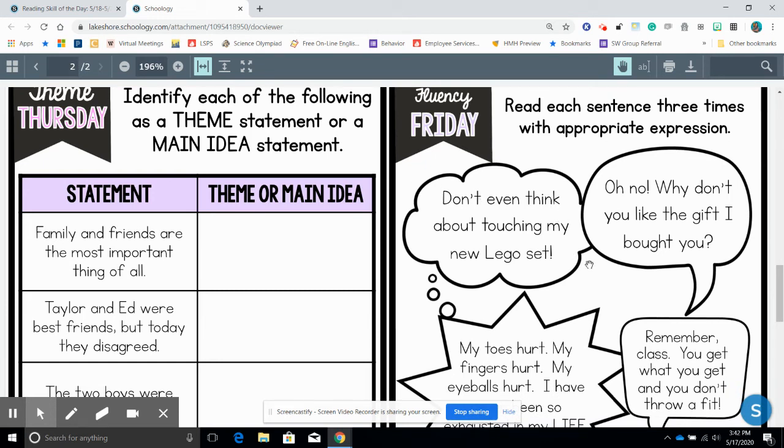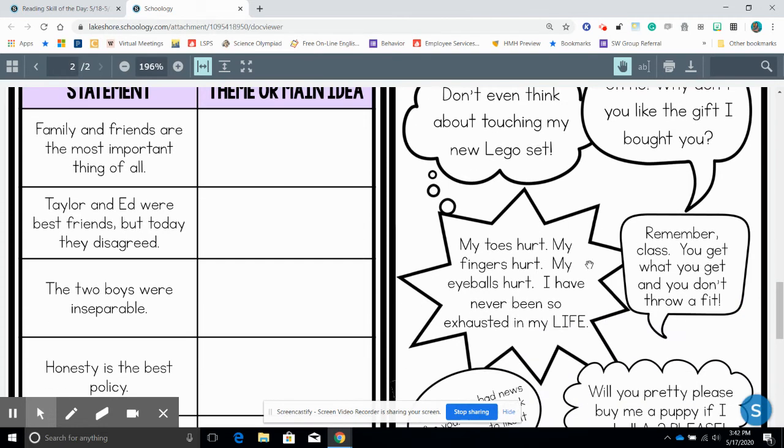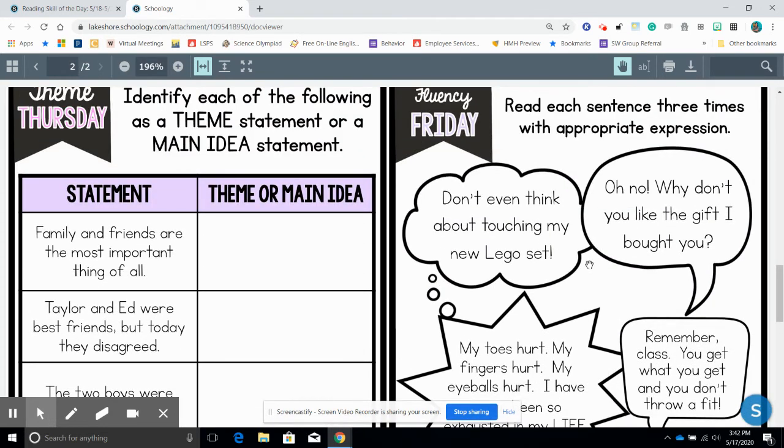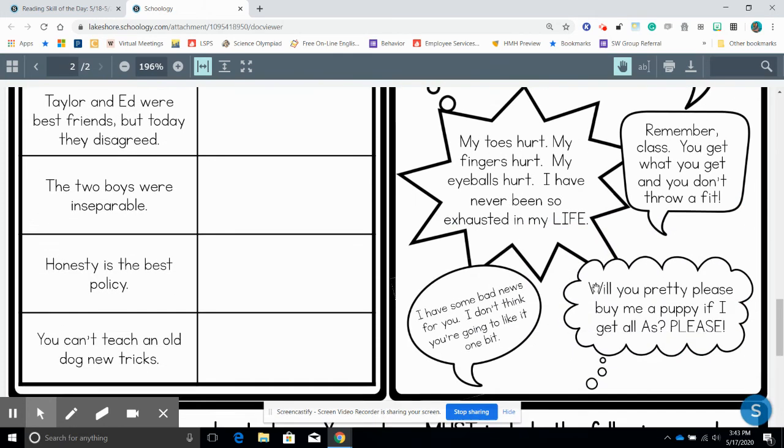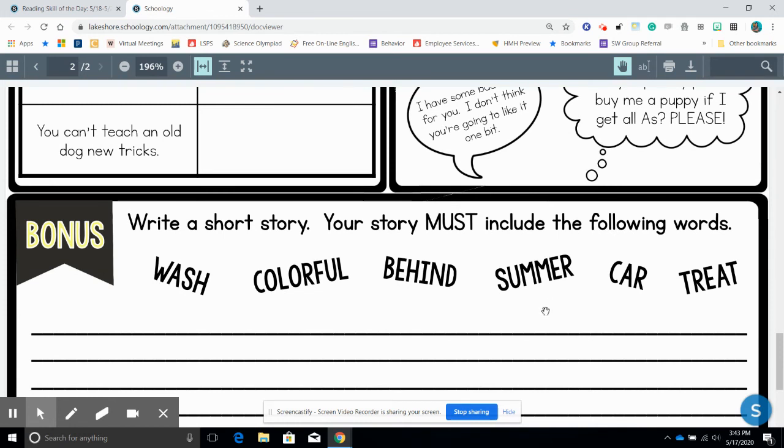And then finally for Friday, Fluency Friday, there's nothing to submit here. It is just practicing your fluency. So you're going to read each of these speech bubbles aloud and practice them 3 times with appropriate expression. So based on what the message is, you'll need to decide what is the best voice or tone to use when reading those aloud. And then for the bonus this week, it's to write a short story that includes the following words.